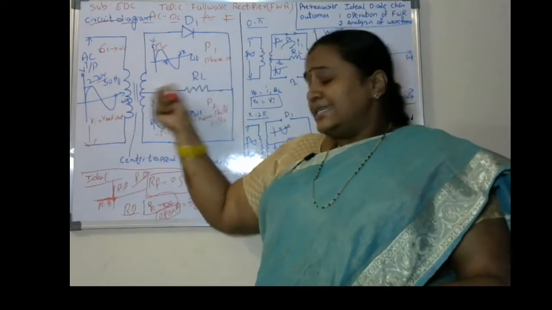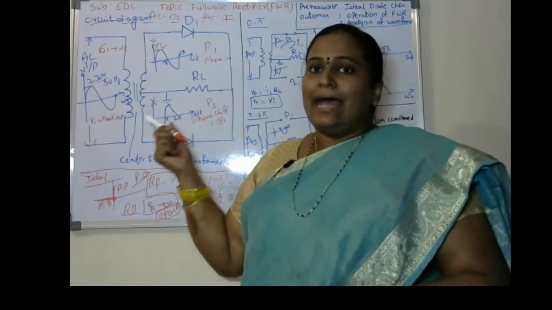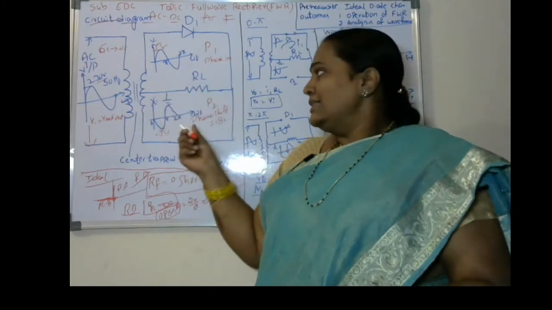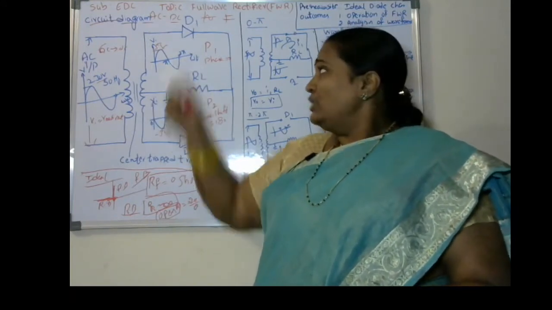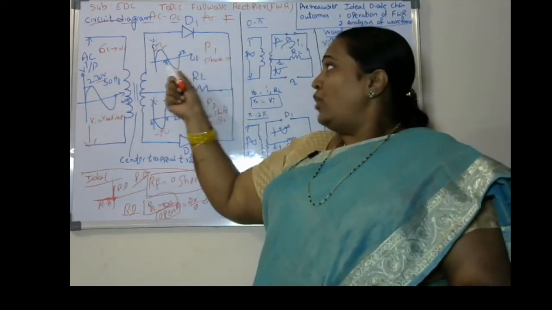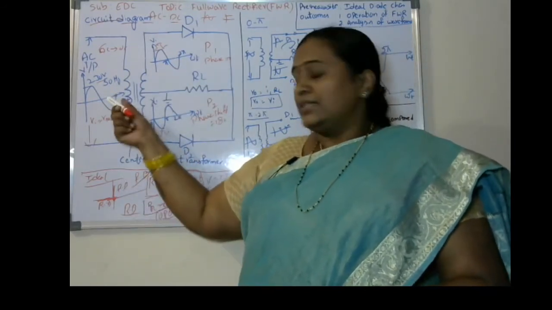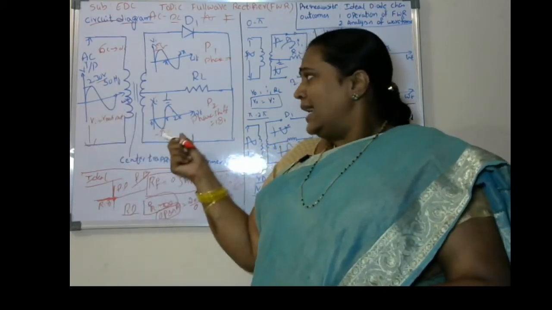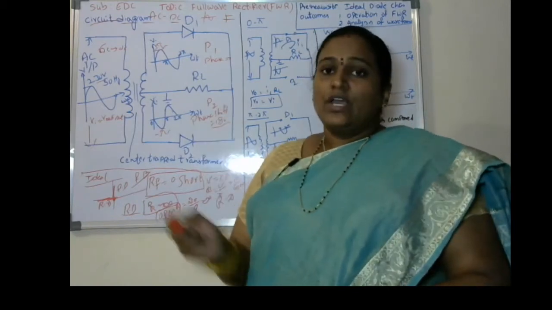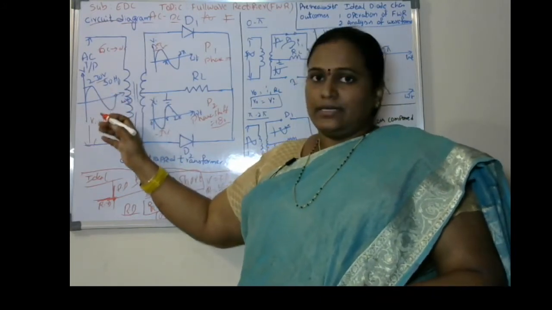But in the center tapped transformer, the center has been grounded, that's why it is called a center tapped transformer. So it will have two parts. This is part 1, and this goes for part 2. In part 1, the output signal is generated without any phase shift with respect to the primary winding signal. In the second part, it generates 180 degrees of phase shift when compared with the primary winding signal.